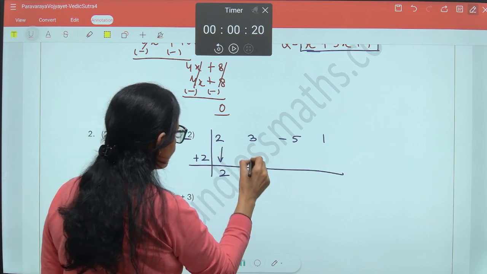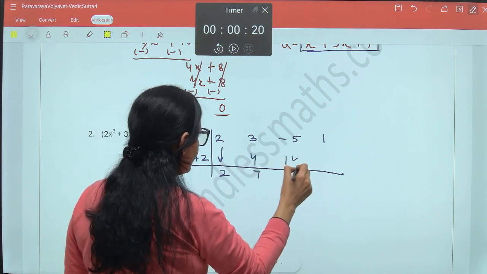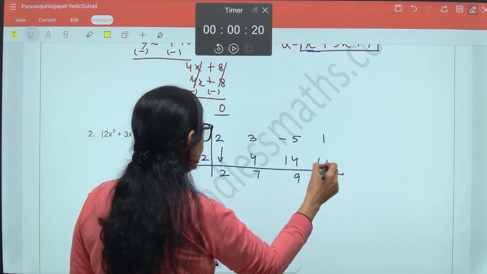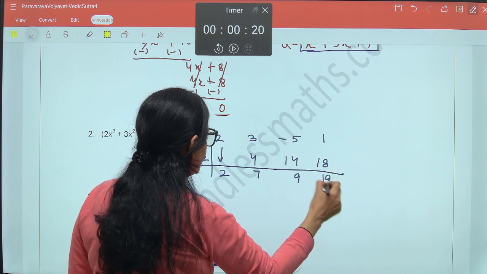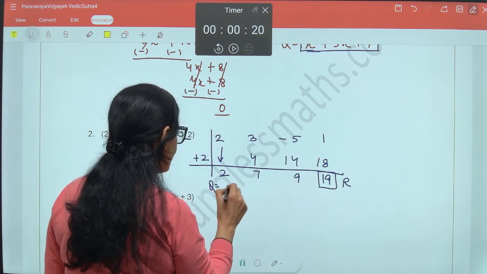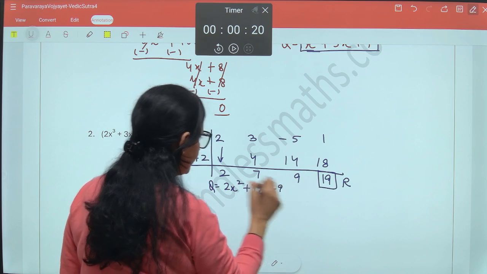2 into 2 is 4. Next, 4 plus 3 is 7. 7 2s are 14. Minus 5 and 14 is 9, 9 to the 18, 18 and 1 is 19. So that means the remainder is 19 and the quotient is 2x square plus 7x plus 9.